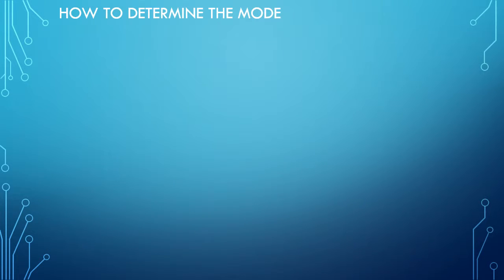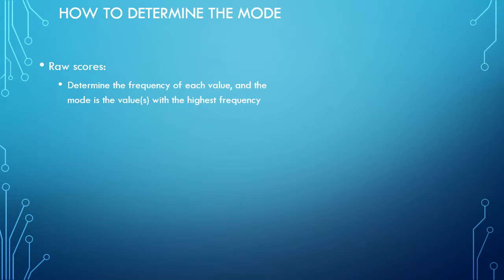So to determine the mode, we need to figure out which value or category has the highest frequency. If we're given a few raw scores, then we determine the frequency of each value, so each unique score, and the mode is then simply the value or values with the highest frequency.